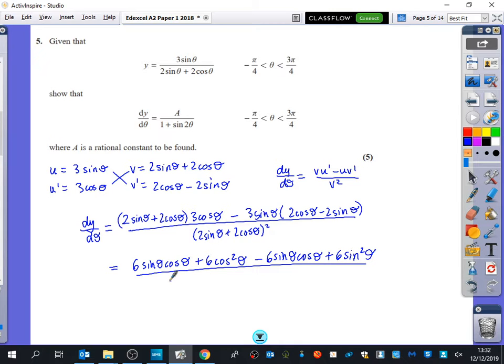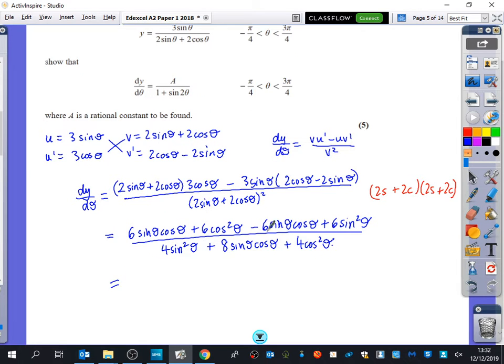And then on the bottom, when I expand this, I get 4 sine squared theta plus 2, well, it might be helpful. Some people like to see it like this. Some people like to write out in a different colour. 2 sine theta plus 2 cos theta multiplied by 2 sine theta plus 2 cos theta. So you can see you get your 4 sine squared theta plus your 4 sine theta cos theta plus another 4 sine theta cos theta, which is 8 sine theta cos theta, plus these two will give you your 4 cos squared theta. Okay, so we're nearly there.